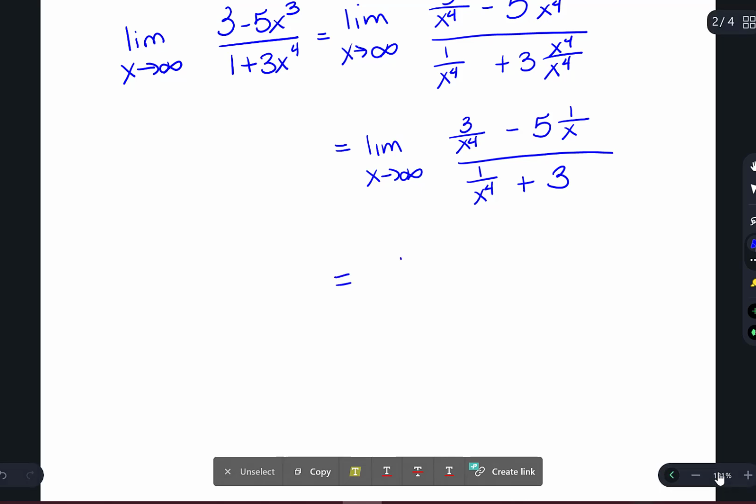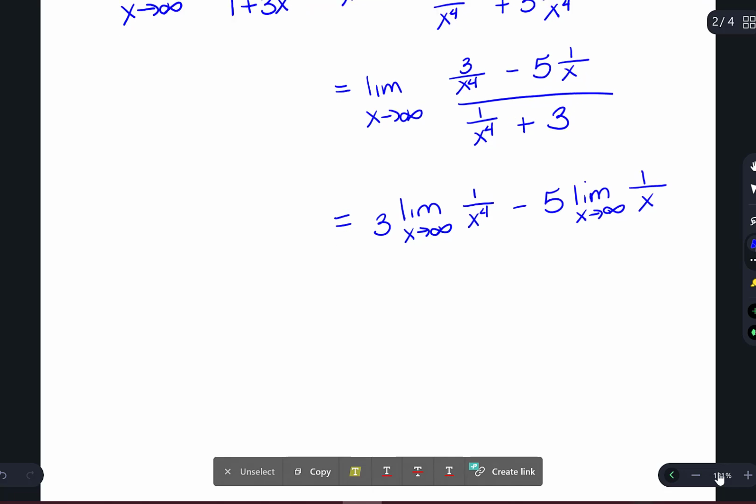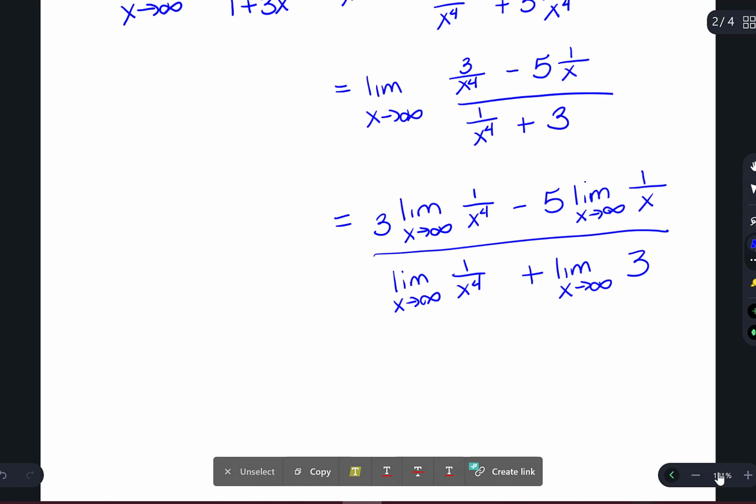So notice that this is equal to the limit as x goes to infinity. And I'm going to look at this first term. Here I'm going to have 1 over x to the fourth times 3. So notice the 3 can actually come in front of the limit because of the first limit law. Minus 5 times the limit as x goes to infinity of 1 over x, all divided by the limit as x goes to infinity of 1 over x to the fourth plus the limit as x goes to infinity of 3.